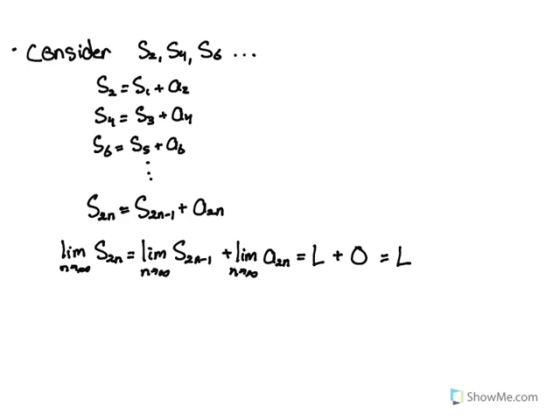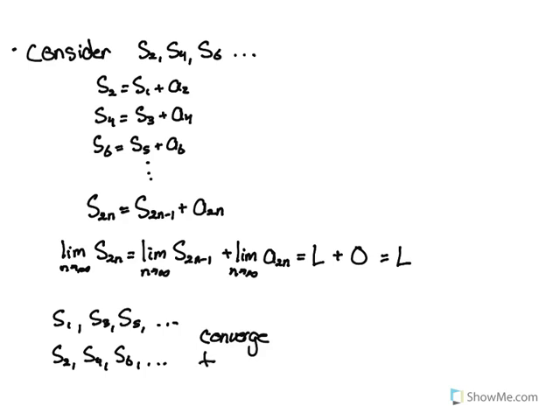And since the sequence S1, S3, S5, the odd ones, and the even ones both converge to L, this implies that the combined sequence S1, S2, S3, S4, S5 also converges to L.